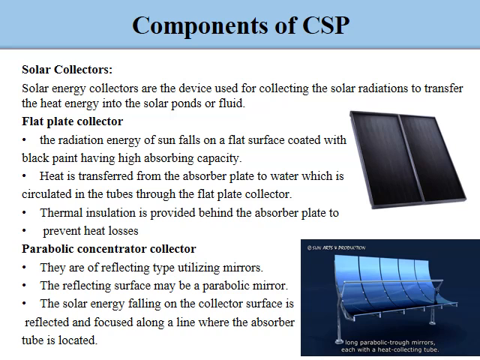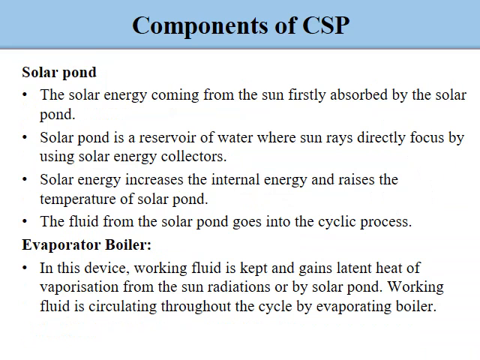Thermal insulation is provided behind the absorber plate to prevent heat losses. So these are the parabolic collectors. They are of reflecting type, utilizing mirrors, and the reflecting surface may be a parabolic mirror. The solar energy falling on the collector surface is reflected and focused along a line where the absorber tube is located.